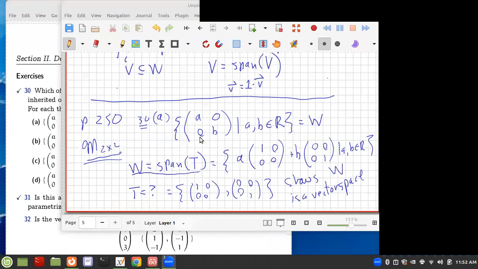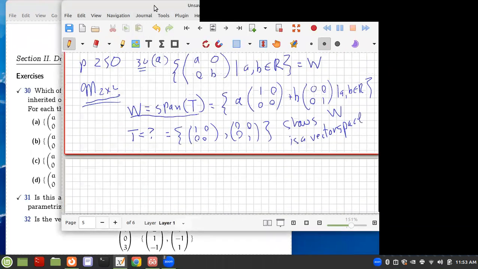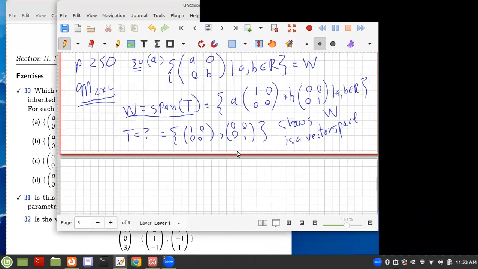Okay, so here's the solution. We take this set and we factor out the A pretending B is 0, and factor out the B pretending that A is 0, and we get that W is the span of the set of these two constant vectors. And we can go. We found the span.